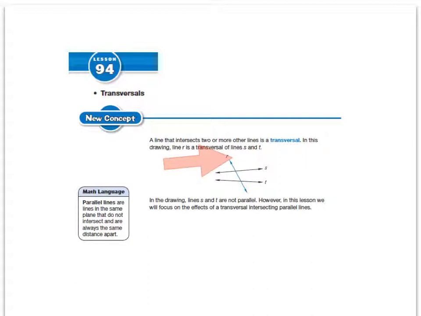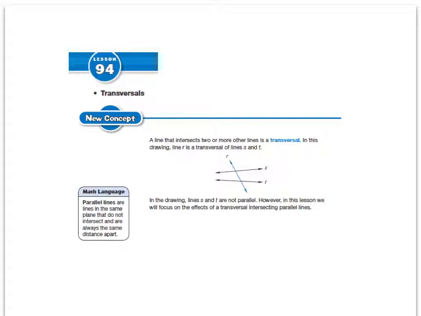Our new concept today is that a line that intersects two or more other lines is called a transversal. In the drawing on this page, you will notice that our transversal is actually R and that it is crossing S and T. In this particular drawing, S and T are not parallel. That's just to make the point that a transversal doesn't have to go through two parallel lines. However, in this lesson, we'll be focusing on the effects of a transversal intersecting two parallel lines.